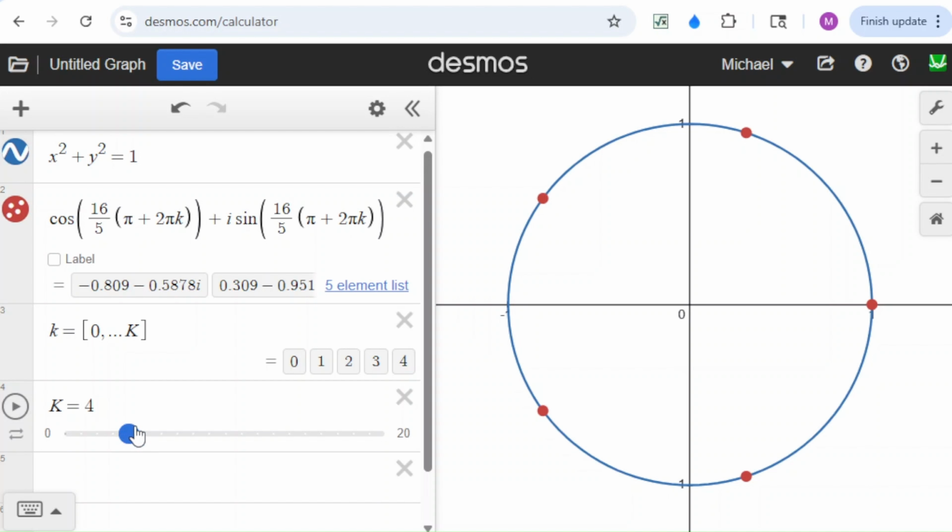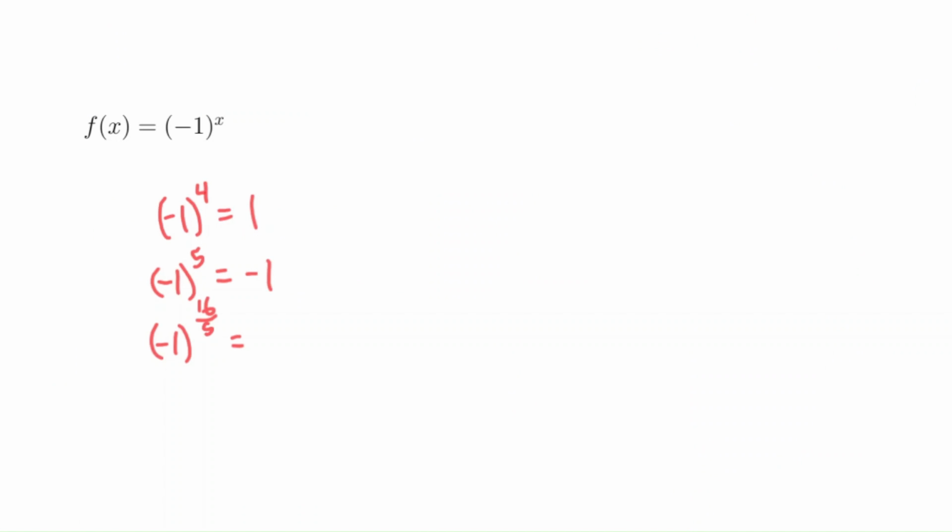But when we get to k equals 5, it looks like we don't get a new point because we get this same point over again. And then k equals 6 is going to give us this, k equals 7, and so on. And we're going to get these same 5 points that are going to keep cycling around. And these 5 points, it turns out, form a regular pentagon.